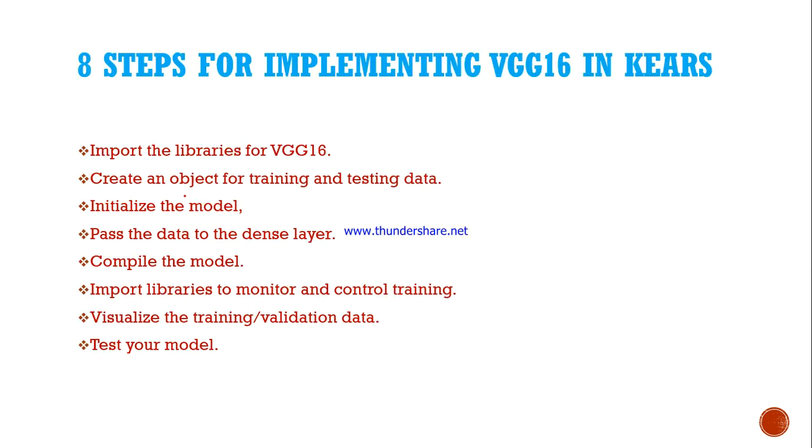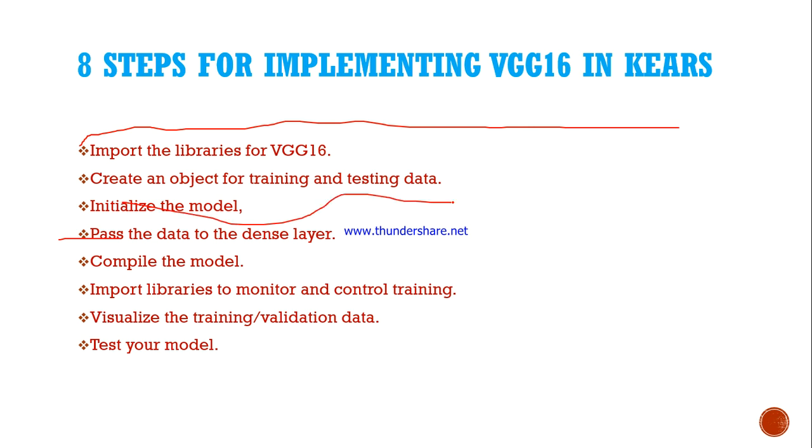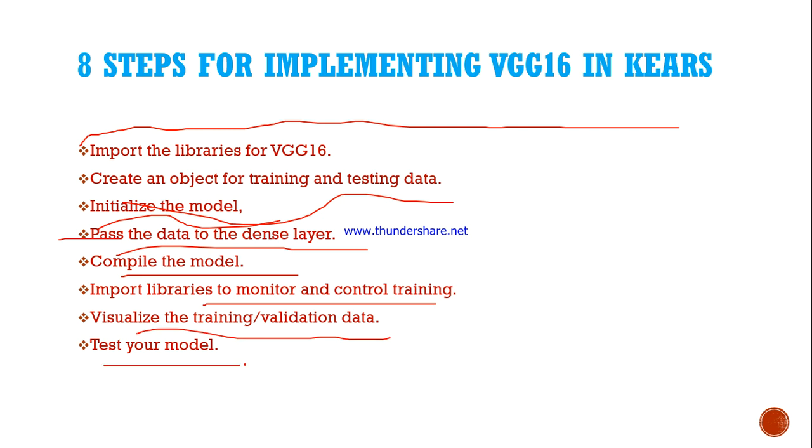Suppose you have a data set and you want to implement this. You can go with Keras, TensorFlow, and so on. You can even combine it with transfer learning. There are a few steps. If you go with Keras, the first step is to import the library for VGG16, then create an object for training and testing, initialize the model, pass the data to the dense layer, compile the model, and import a library to monitor and control training. Another step is to visualize the training and validation data. At last, test your model, that means prediction.